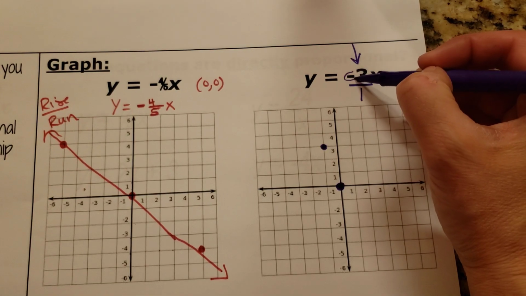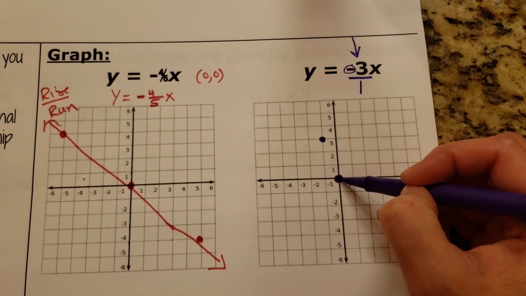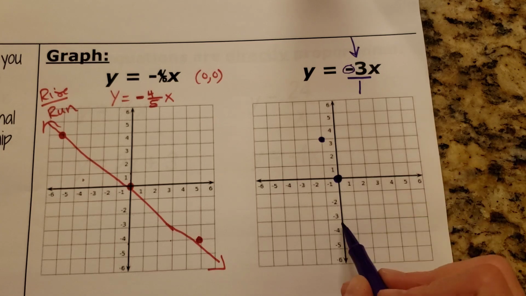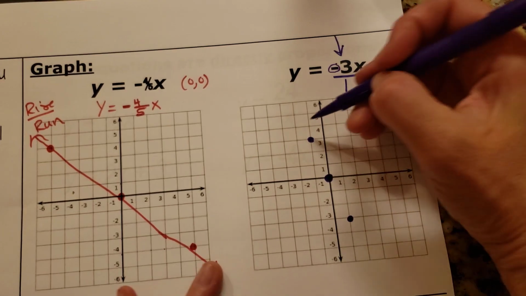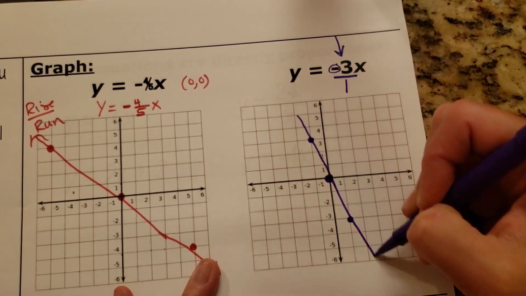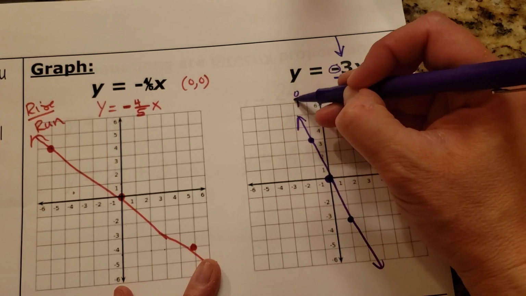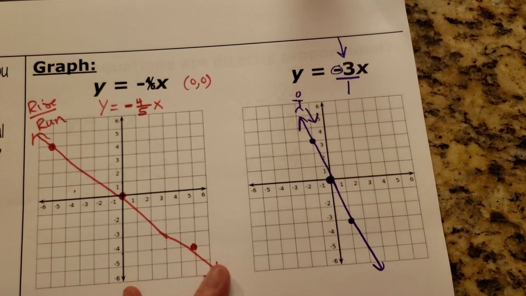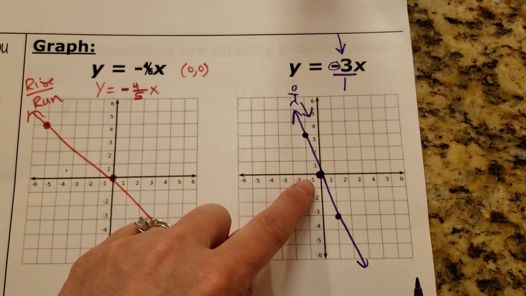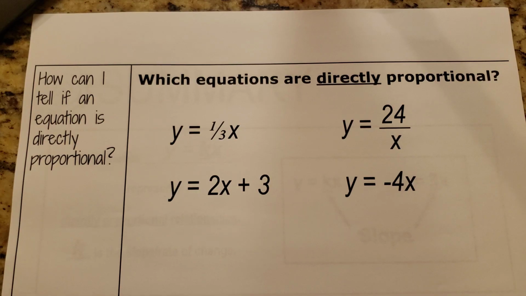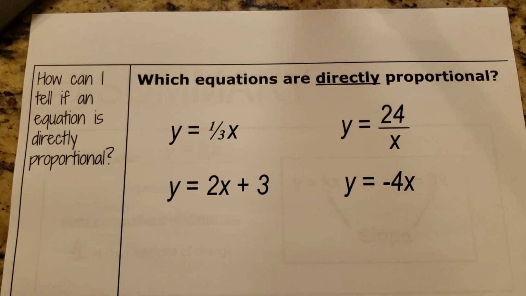Otherwise, we can look at this negative as a fall instead of a rise. We can fall 3 units and run 1 to the right. And then when we connect the points, we'll see that we have a very steep, look at that, going downhill, very steep negative slope going through the origin. How cool is that? Let's see if we can answer this question.